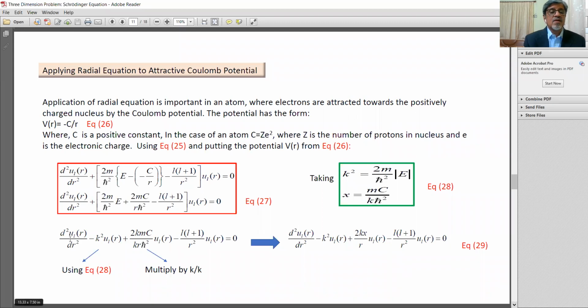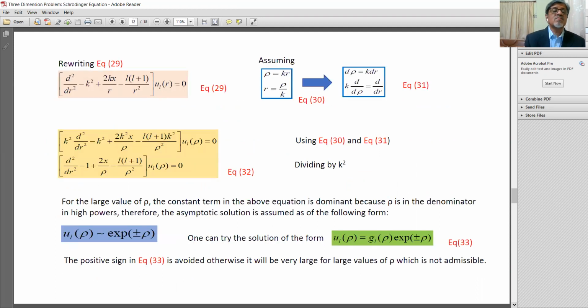Now we write this equation d2u_L(r) by dr squared minus k squared u_L(r), where 2mE is represented by k squared. So we have used equation 28, and this term is multiplied and divided by k, minus L(L plus 1) divided by r squared. Again using equation number 28, we can write d2u_L(r) by dr squared minus k squared u_L(r) plus 2kx divided by r u_L(r) minus L(L plus 1) by r squared u(r) equal to 0. Now we name it equation number 29, and we have to further modify equation number 29.